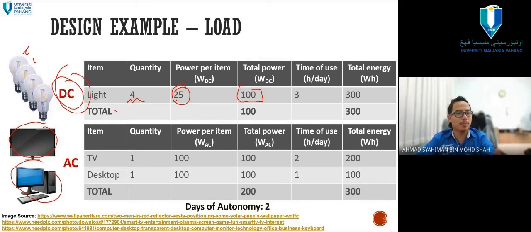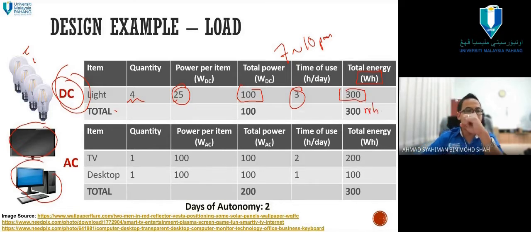So waktu malam kan, 10 dah tidur, tak ada lampu. Okay, guna 3 hours for 4 bulbs keliling rumah. 4 bulbs, each bulb 25 watt. Then you use for 3 hours, 7 to 10 PM. Okay, then you multiply it, you're going to get the watt hour. So you're going to get 300 watt hour maximum for the DC, your 4 DC bulbs.